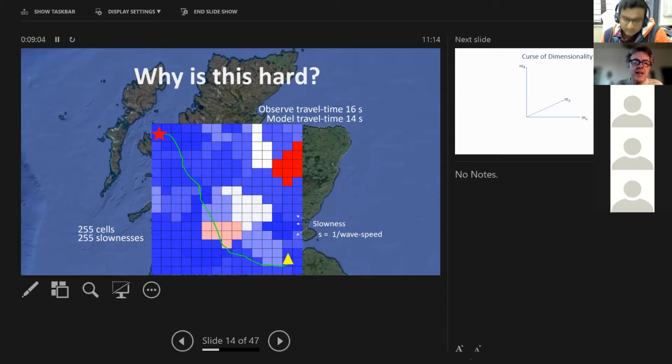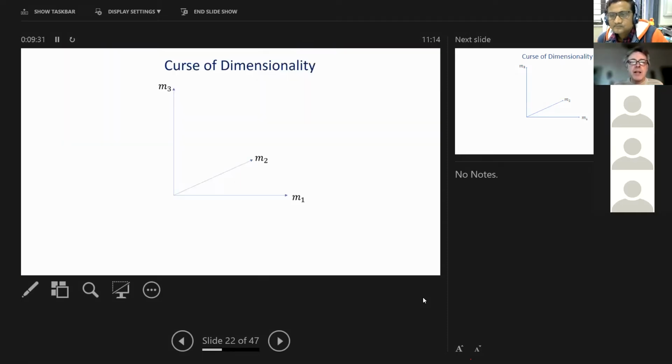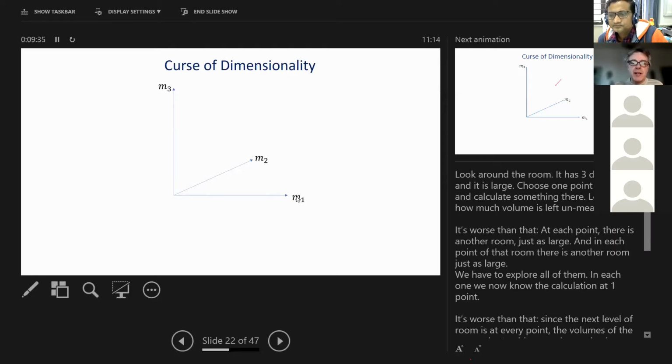Well, to explain that, let's first number the cells. So let's say we start numbering the top left and we number them 1, 2, 3, 4, just going across the cells from left across and so on, right through to 255. Now, if we just take the first 3 cells to begin with and just imagine they're continuous, so I can plot them on axes like this. And this model parameter M1 would be the slowness in the first cell, and this one is in the second cell, and this is in the third cell.